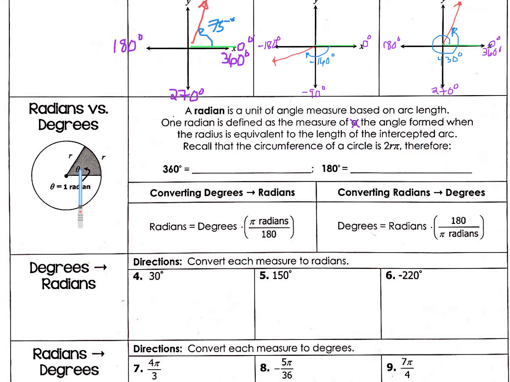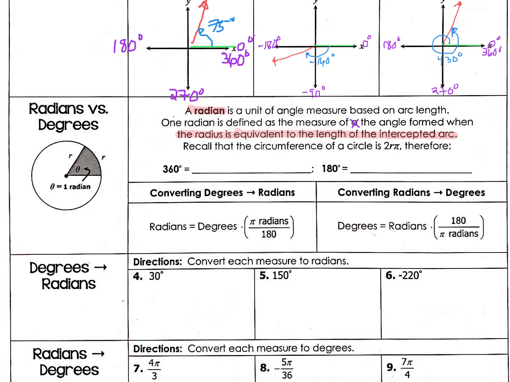So this angle right here, from here to here, an angle can be measured in either degrees or radians. So 1 radian is going to be equivalent to this arc measure, and it's defined as the measure of the angle formed when the radius is equivalent to the length of the intercepted arc. So radian is when the radius is equivalent to the length of the intercepted arc. So here's the radius, the length of the radius.